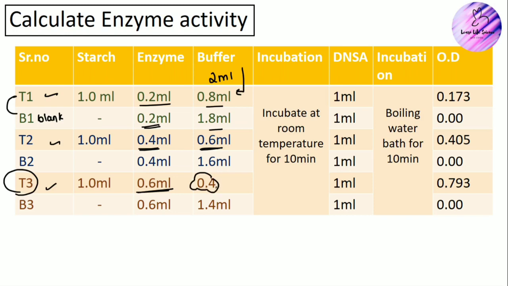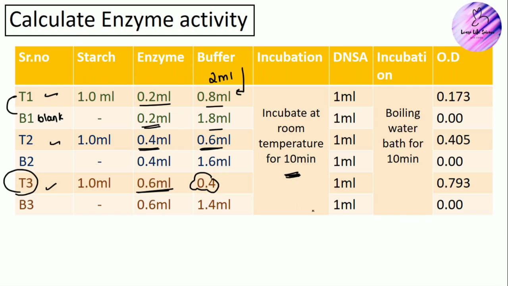In test 3 we are going to use 0.6 ml of enzyme and 0.4 ml of buffer. One thing you should keep in mind is that with increasing enzyme concentration your absorbance should also increase, and your enzyme activity should also increase. This is general common sense. After that, you will have to incubate it at room temperature for 10 minutes. This incubation is for the reaction to occur between starch and enzyme in suitable conditions.